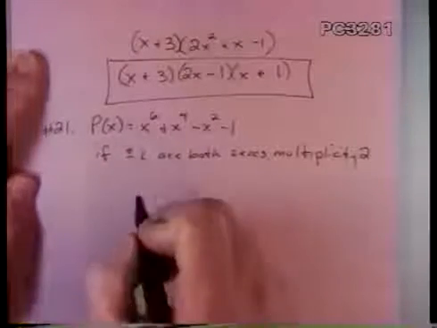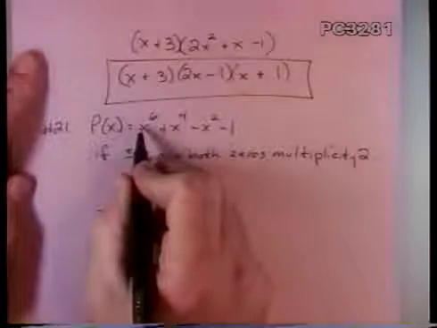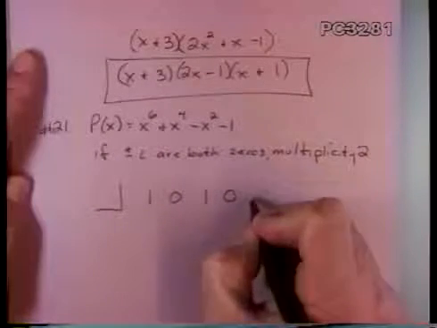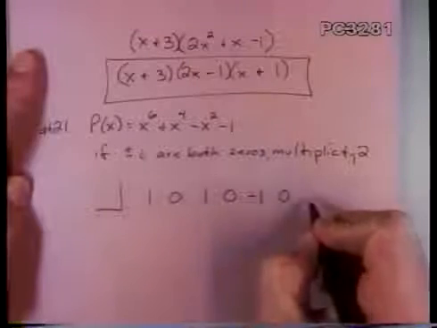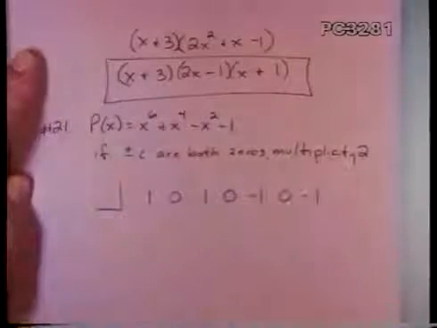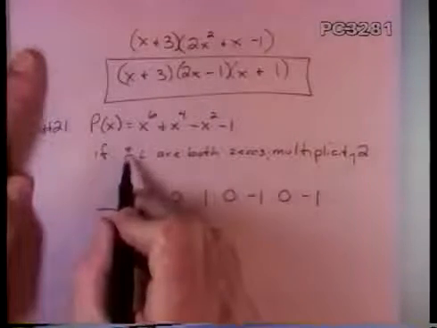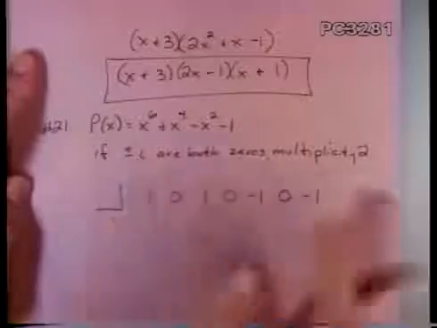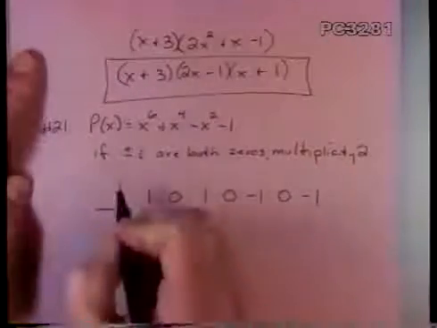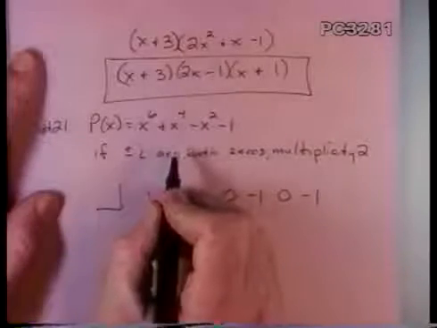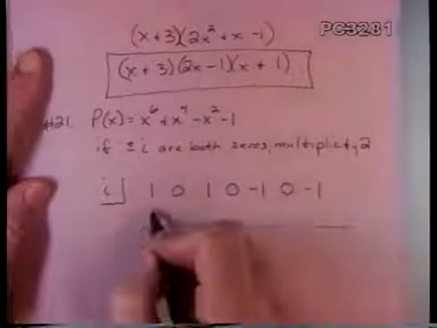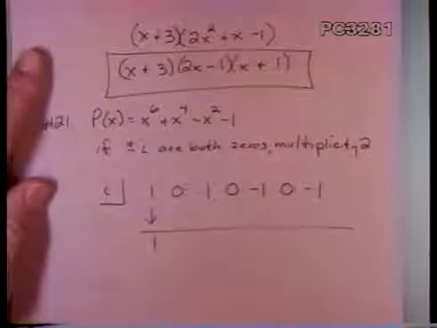let's just get started here. Your coefficients are 1, 0, 1, 0, negative 1, 0, negative 1, because we're missing an x to the 1st, an x to the 3rd, and an x to the 5th. I know I have positive i and negative i as a factor, both twice. So let's just try i. I'm going to bring down the 1.